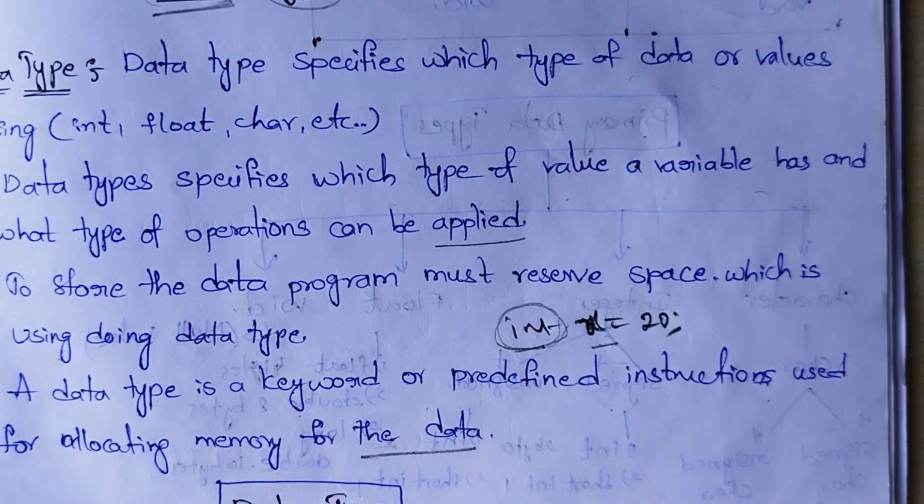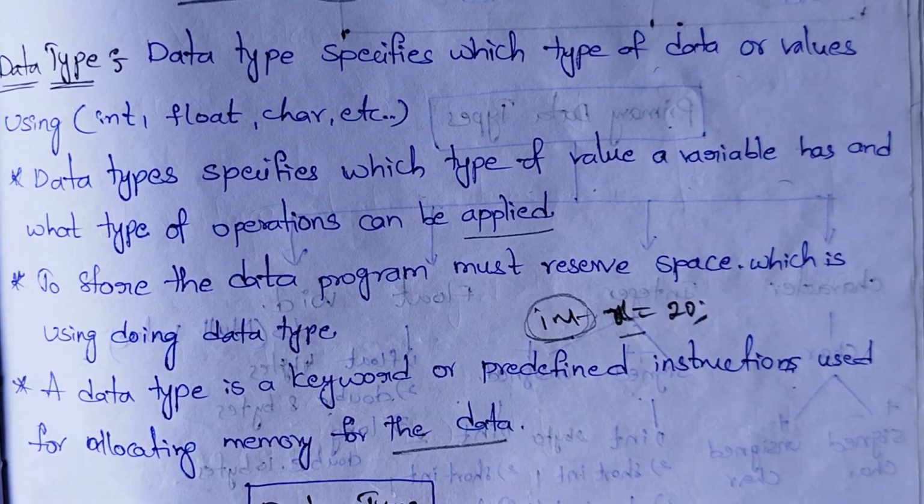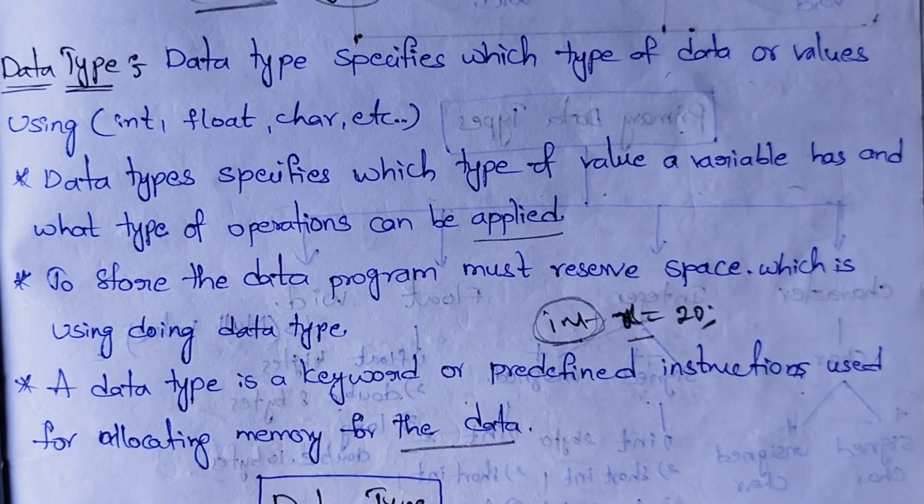What is the meaning of data type? Data type is nothing but it specifies which type of data we are using in our program.